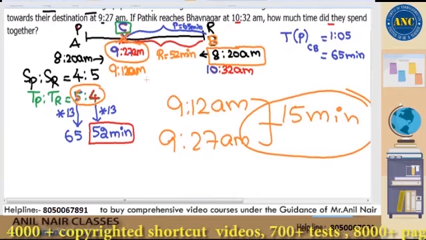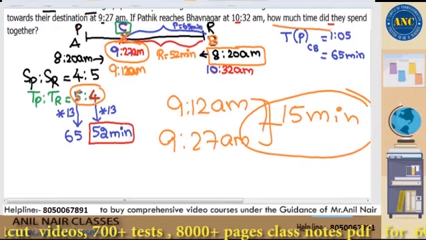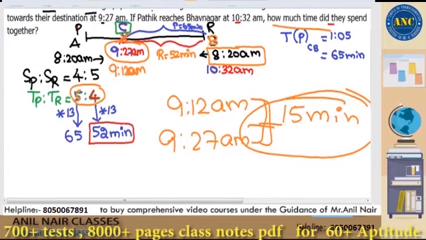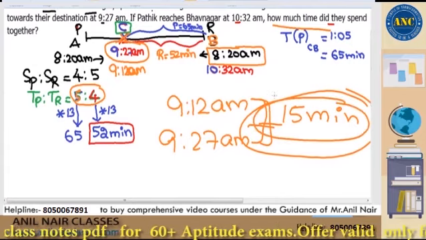They will spend together. The question is how much time they will spend together. They will spend from 9:12 to 9:27. They will be together. That means they will be together for 15 minutes.